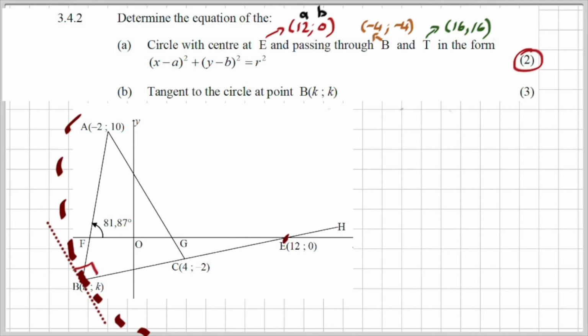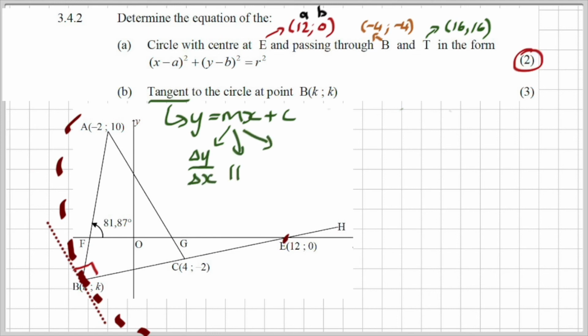So I know there's a 90 degree angle between EB and the tangent. Why is that? Come on, Grade 12s. Why is that? Because the radius is perpendicular to the tangent. So if they're telling me to get the equation of a tangent, I'm going y equals mx plus c. With m, I've got 4 options. Remember that. Always keep it in mind if you get stuck.